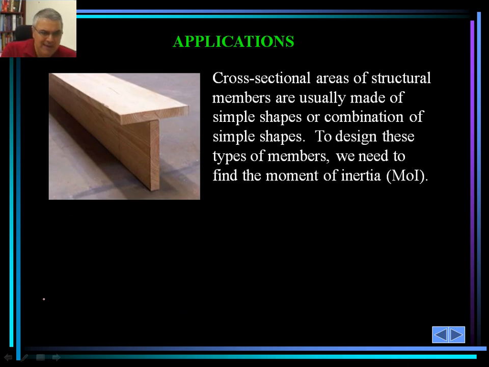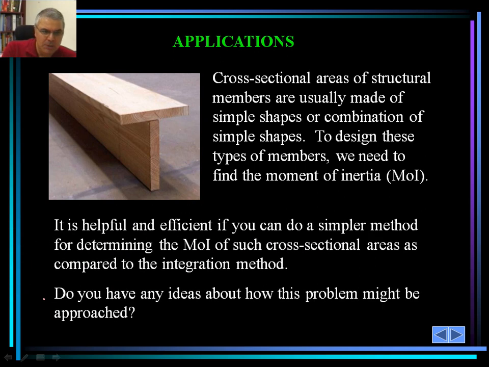So what are some of the applications? Why do we need to know about moment of inertia? Here's an example. This is a cross-section of a T made of two pieces of wood. The cross-sectional areas of structural members are usually made of simple shapes or combination of simple shapes. And to design these types of members, we need to find the moment of inertia. Otherwise, we are going to run into problems of buckling. We're going to run into the problems of other types of premature failures that could be associated with a poor design and poor calculation of moment of inertia.